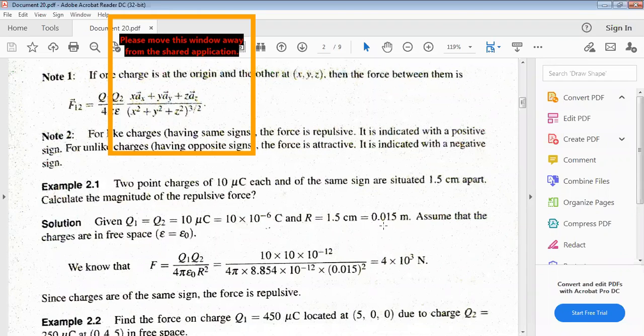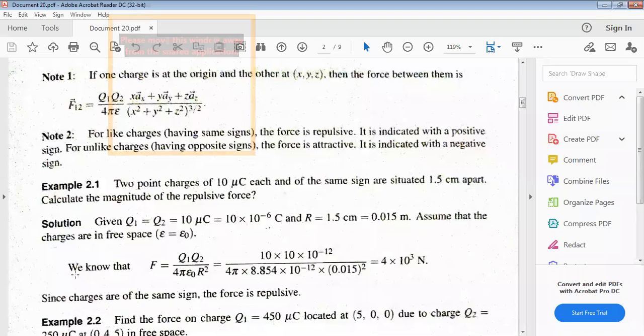Assume that all the charges are in free space. Of course, these two charges are available in this free space. That's why here we need to consider epsilon naught value as 8.854 into 10 power minus 12. Epsilon equals epsilon naught into epsilon r, equal to 1. That epsilon naught value, 8.854 into 10 power minus 12, is the constant value.